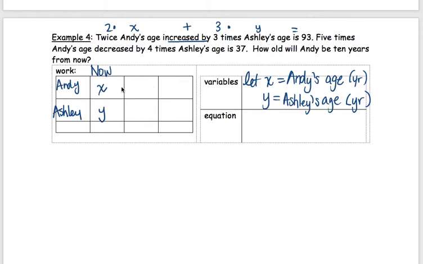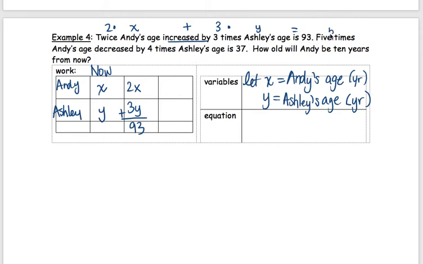Write this wherever. If you don't like the boxes, you can always do it in an empty space. So we have twice Andy's age, increased by 3 times Ashley's age, is, if you add them together, 93. Twice Andy's age increased by, so added by, 3 times Ashley's age is 93. All right, so that first sentence is done. Let's go to the next one.